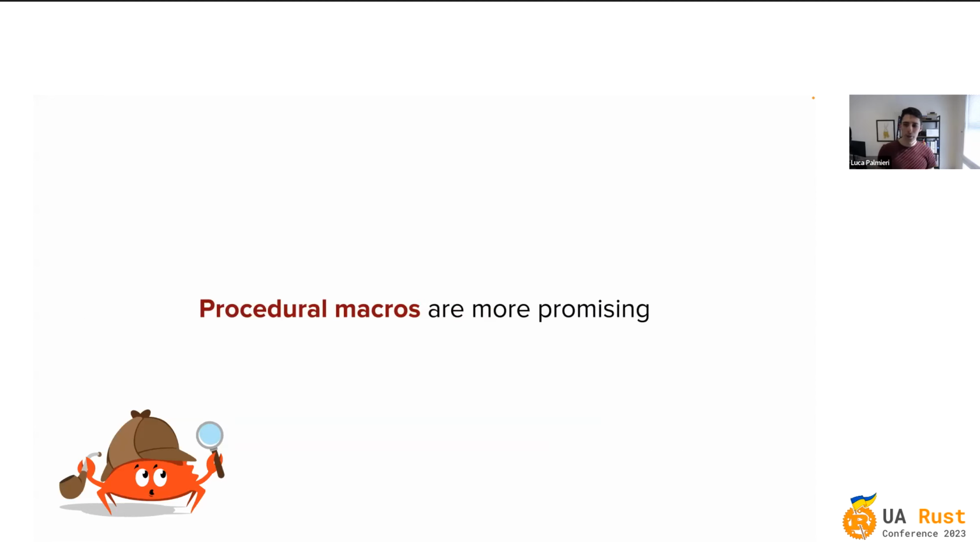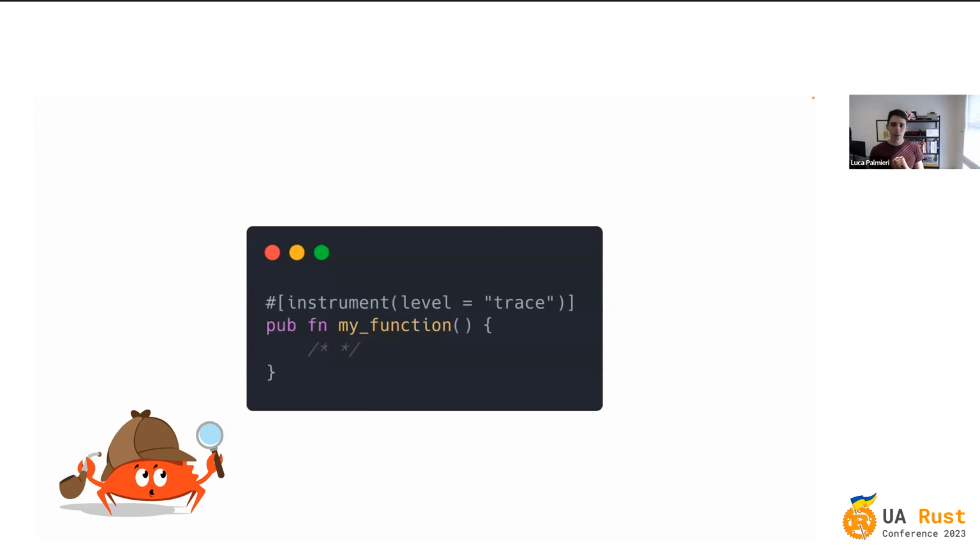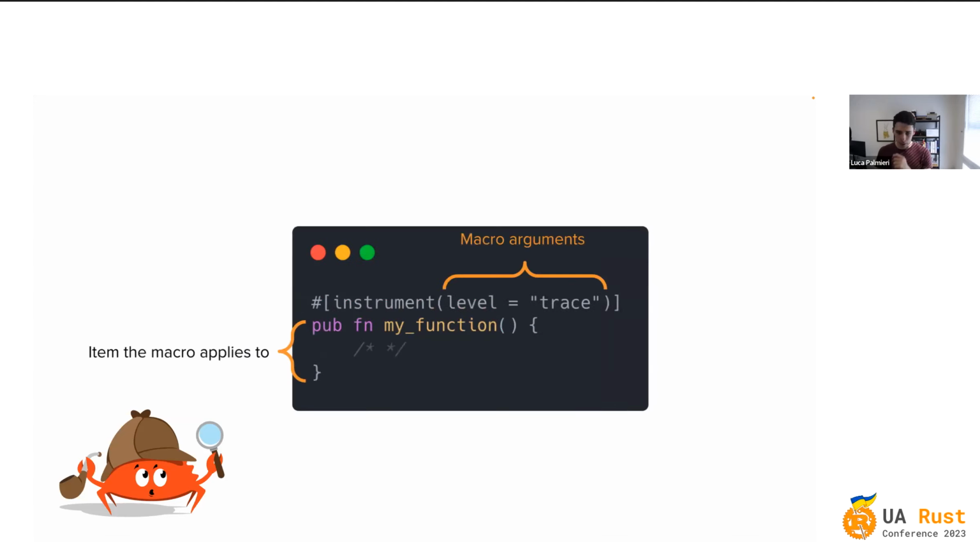Next, procedural macros. These are more promising. Let's look at an example. You have a my function, and this is annotated using the tracing instrument procedural macro, setting the level of the span to trace. Now, what this actually does is something like this.